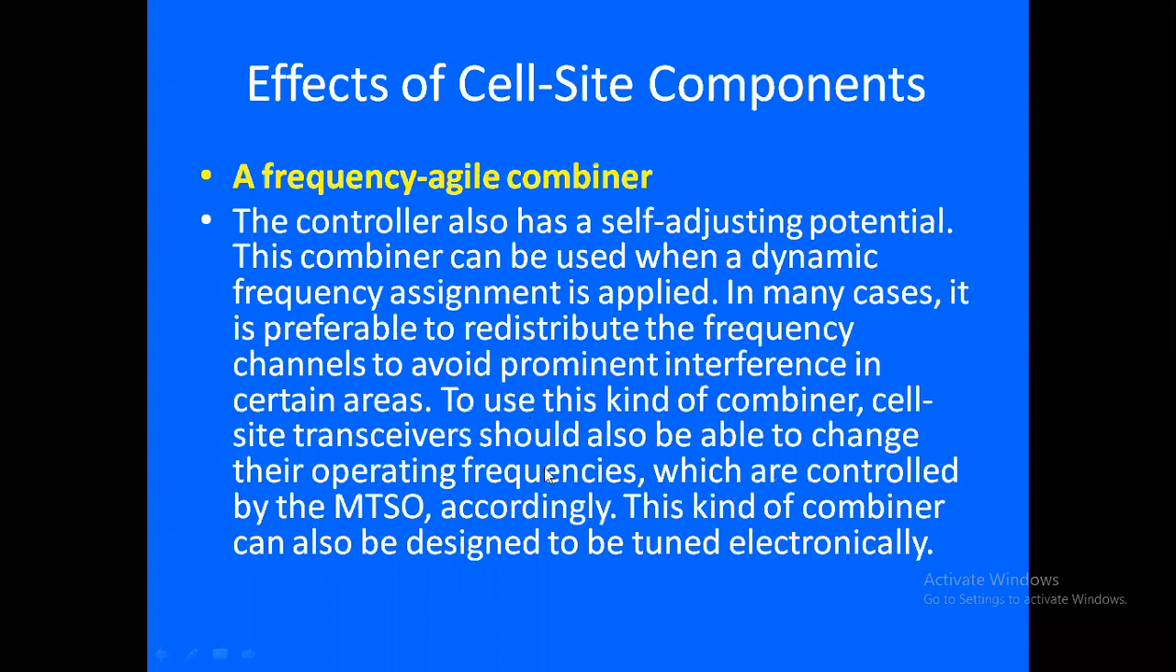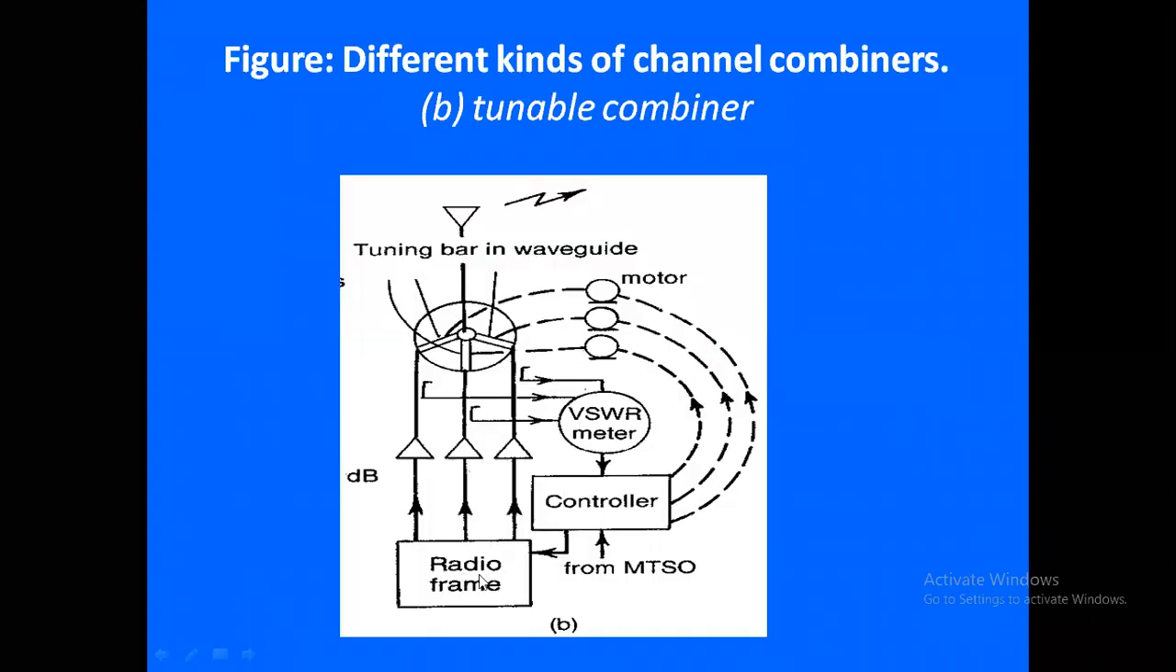So this is the frequency agile combiner. We have a radio frame, a controller, and a motor. The motor will rotate and fix to the tuning bar in the waveguide. We have a voltage standing wave ratio meter here, the VSWR meter. This will be controlled by a microprocessor. The motor will rotate and fix to a particular frequency.